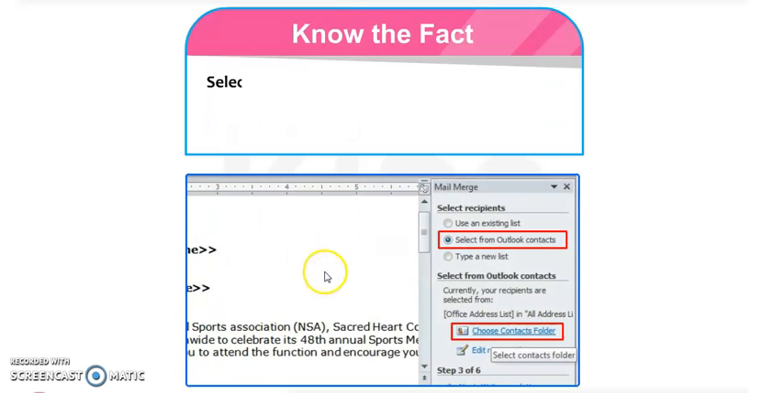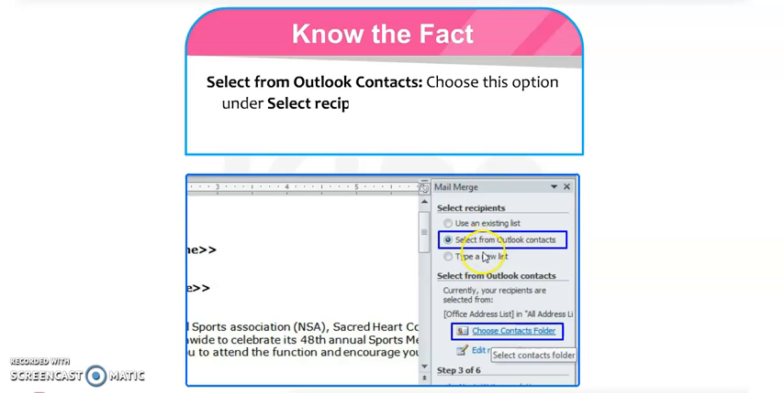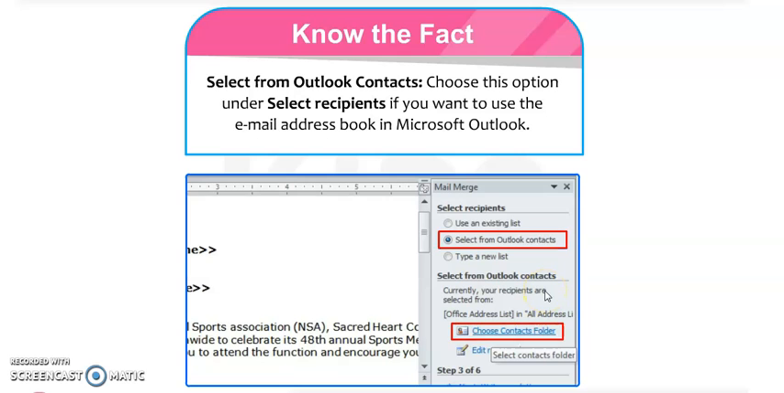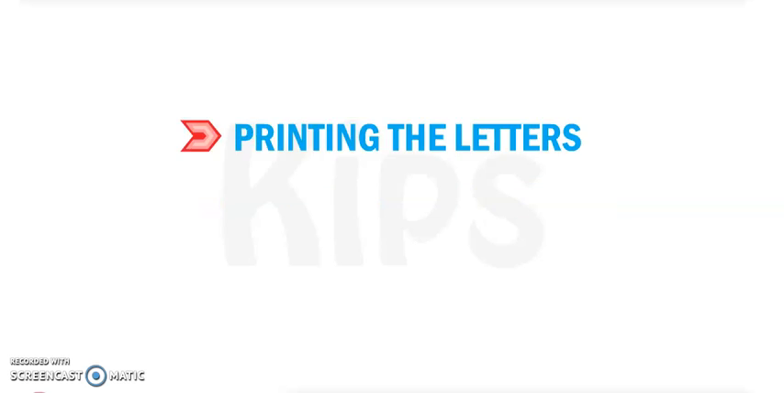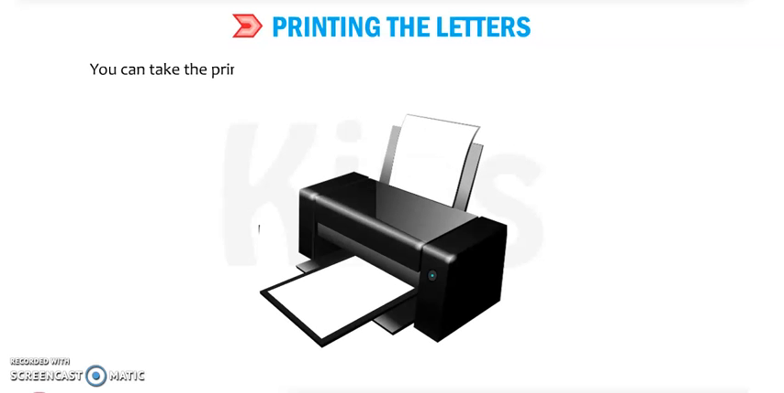Now there is another note. Select from Outlook Contacts. Choose this option under Select Recipients if you want to use the email address book in Microsoft Outlook. You can insert your friend's email address also with the letter. Now the next topic is how can we print the letters.